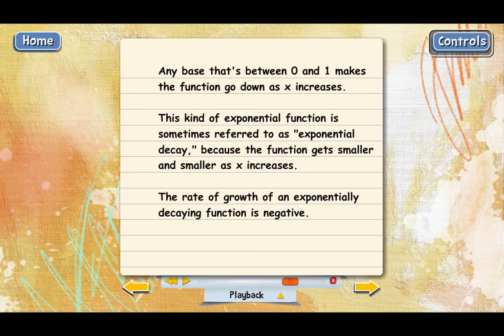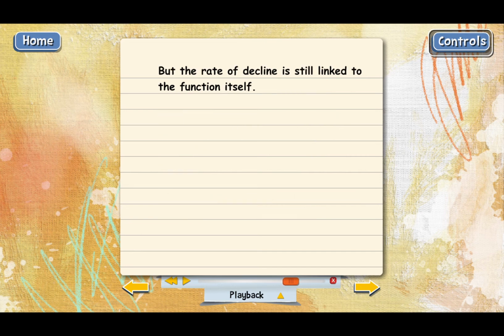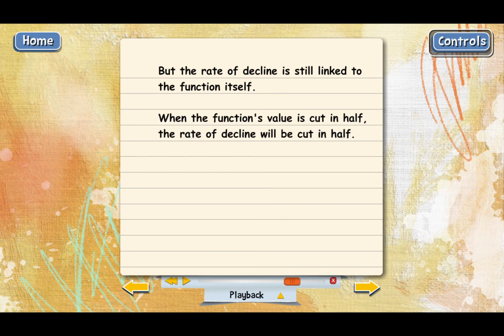So it's really a rate of decline rather than a rate of growth. But the important thing is the function's value and the growth rate or the decline rate, those are still linked together. And that's why it still qualifies as an exponential function. Basically, the way it works for an exponential decay function is when the function's value is cut in half, the rate of decline will be cut in half. Or if the value of the function went down by 10%, the rate of decline would go down by 10%. The rate and the function's value are linked.